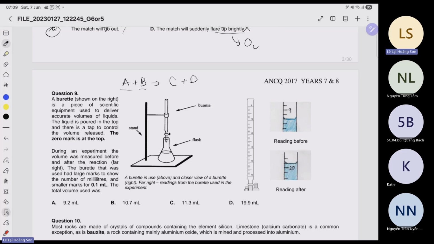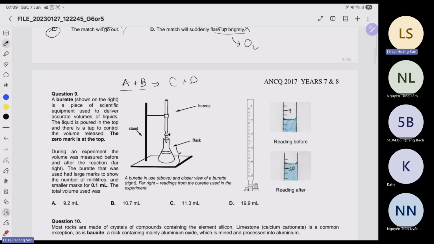You can use an indicator. The indicator means that when A or B is in excess just a little bit, it will change the color. Or maybe A or B has color, but C or D do not have color at all. So when A or B is in excess just a little bit, you can see the change in color. That is the titration.